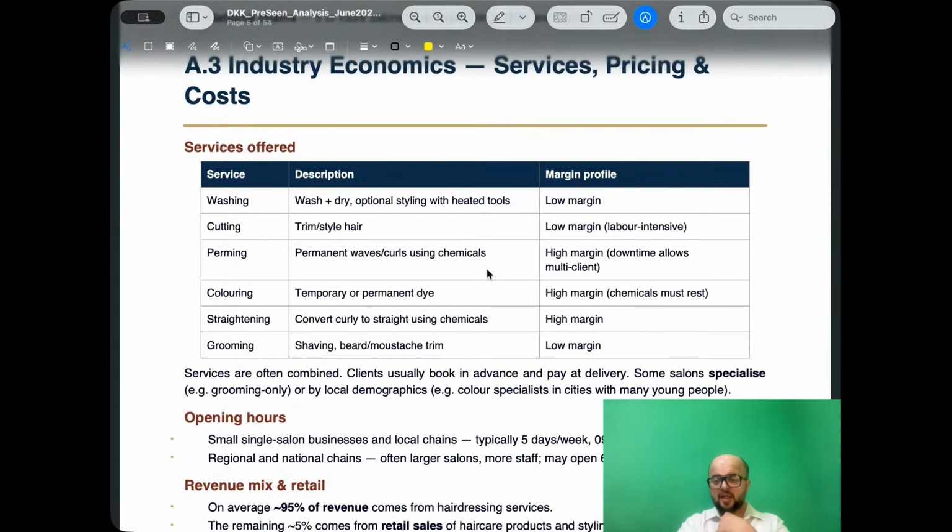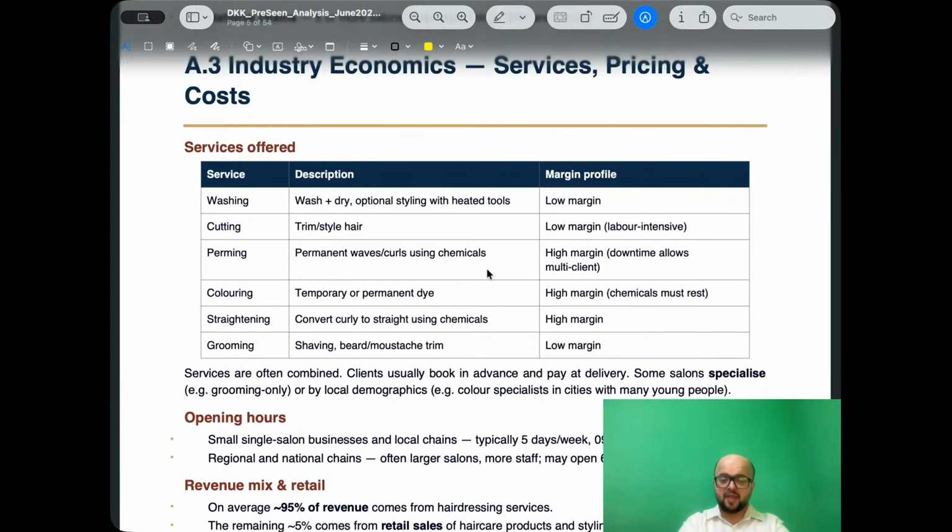Then coloring, temporary and permanent dye, not the red-wed stuff, all that. High margin, and straightening converts curly to straight using chemicals. Okay, so these two seem to be opposites of each other. Perming is curling straight hair, and this is the opposite. Okay, how would I know?